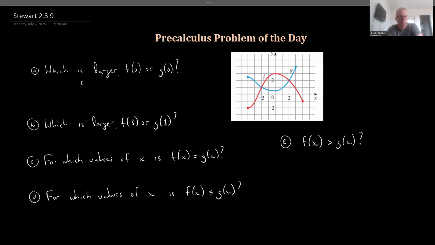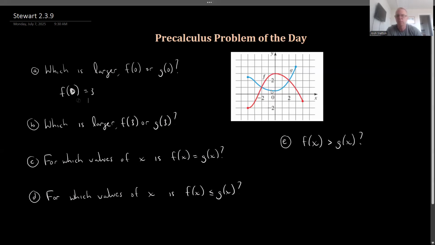So the first one says, which is larger, f of 0 or g of 0? When we're talking about larger in terms of functions and graphs, typically we just mean which one is higher on the graph than the other. So we need to find f of 0. Here x is 0, so find where the function touches at x equals 0. You can see that f of 0 equals 3.